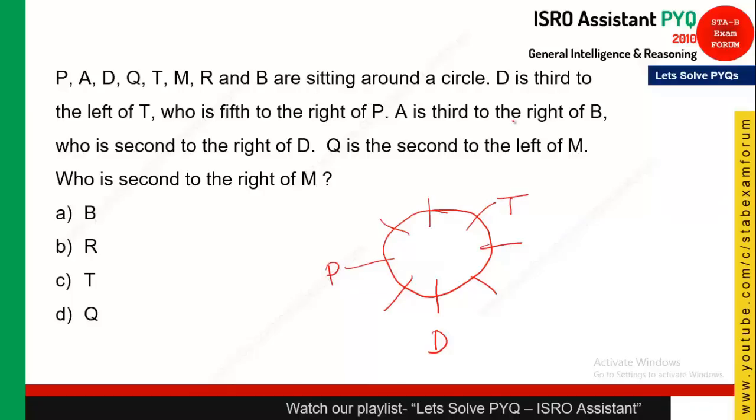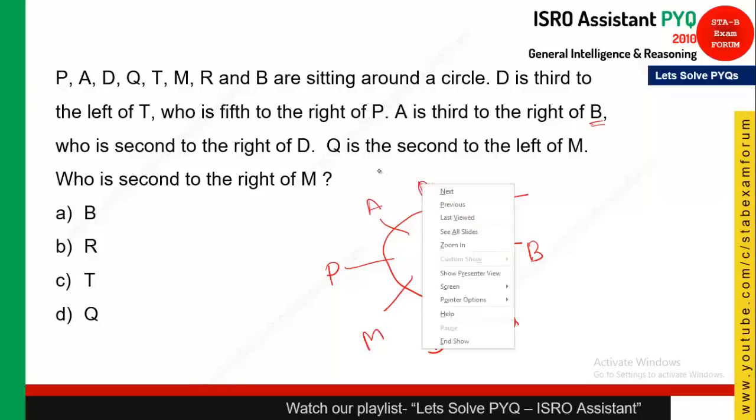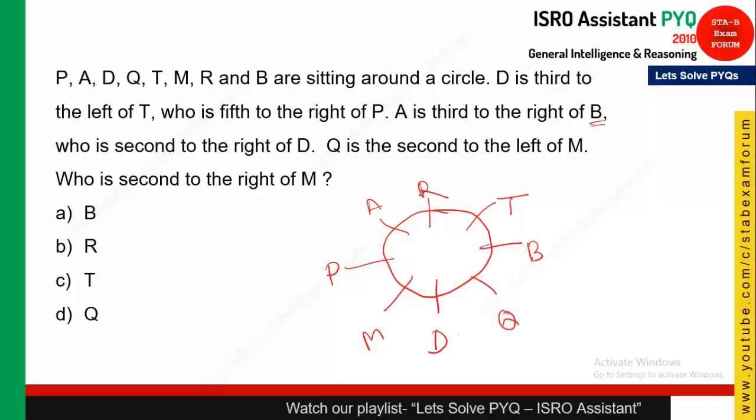A is third to the left of B. Let's move forward. B is basically second to the right of D. So B is second to the right of D, and A is third right of B, 1, 2, 3. So A should come here. After that, Q is second to the left of M. There are 2 positions where you can fit the second one. So we are left with what person? R. Okay, this is R. So let's solve the question.